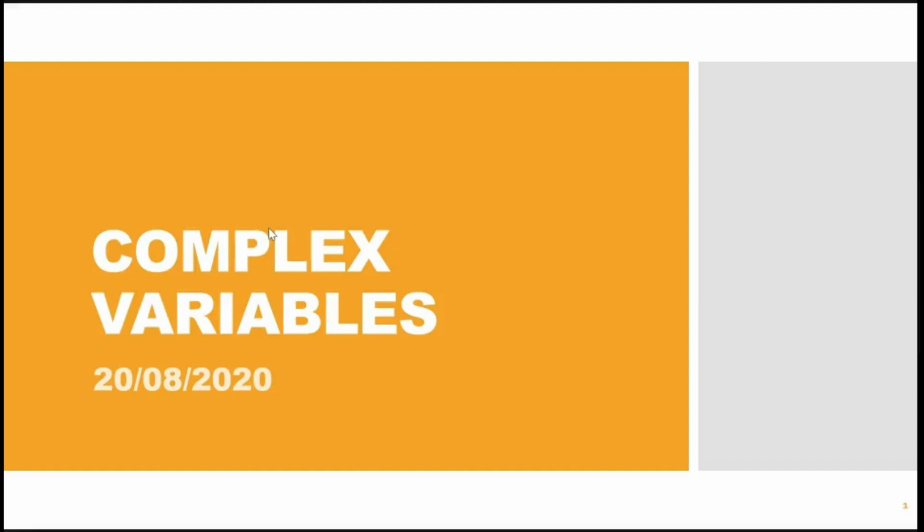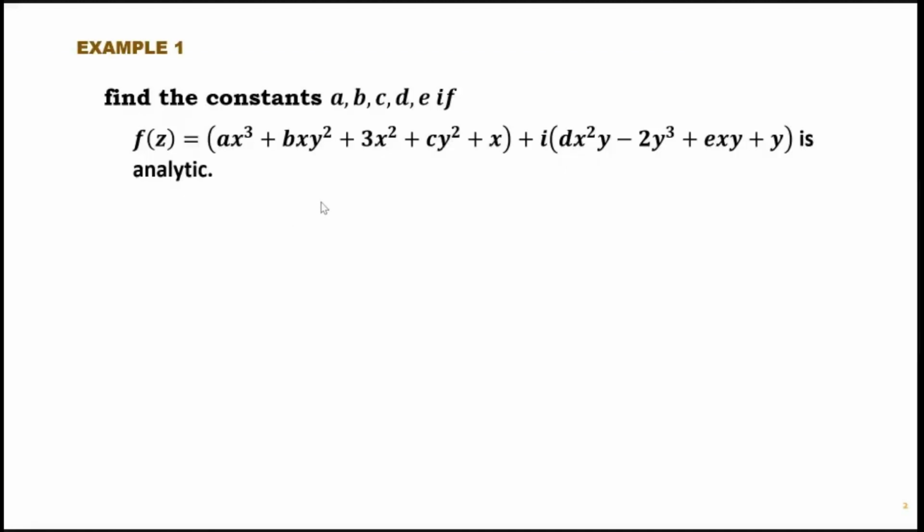F of z is u plus iv. So what is f dash of z? It is ux plus ivx. F of z is u plus iv, so f dash of z is ux plus ivx. Okay, so we'll do a few more problems on this analytic function.